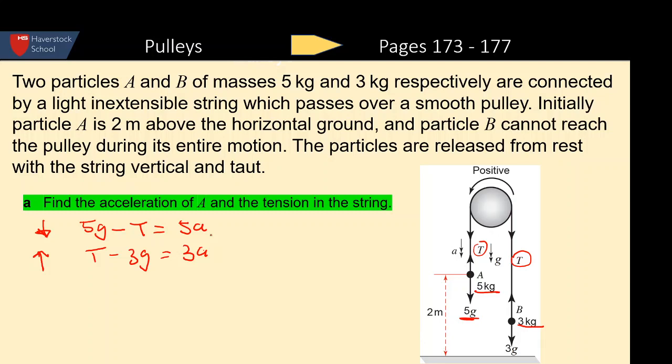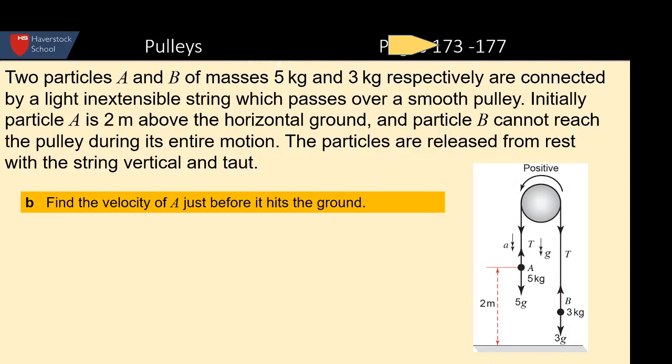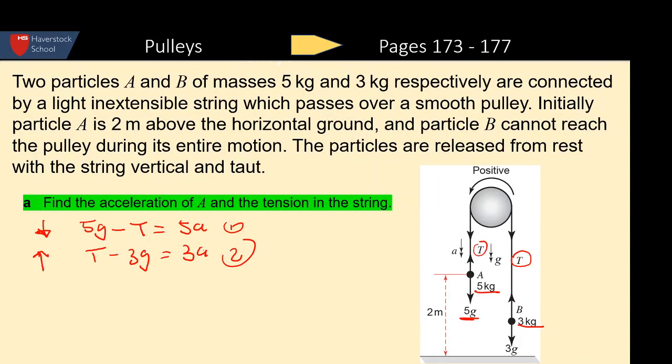Back to GCSE solving simultaneous equations, equation 1 and equation 2. What must you do? Add them up, add 1 and 2. We'll get rid of T. So 5g plus minus 3g gives me 2g equals 8a. This implies that a has to be 2g over 8. Simplify, you get g over 4.